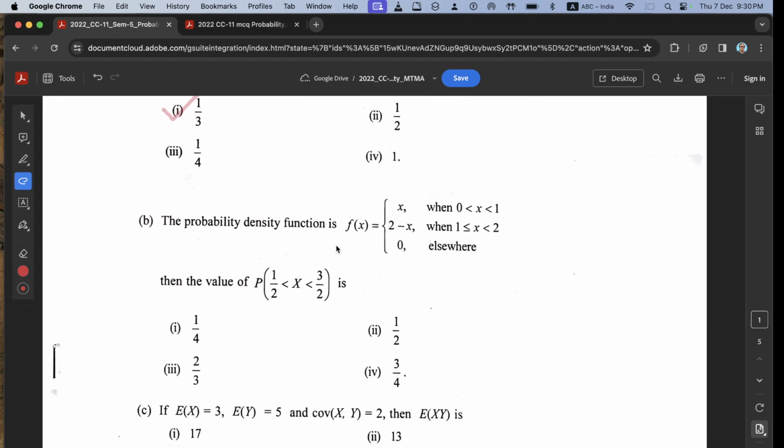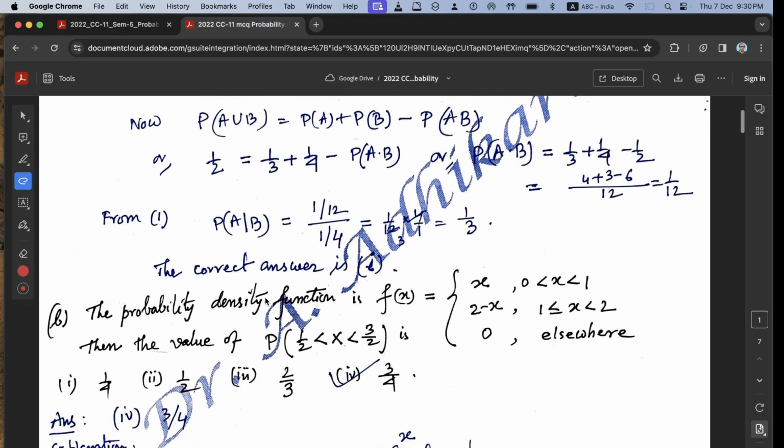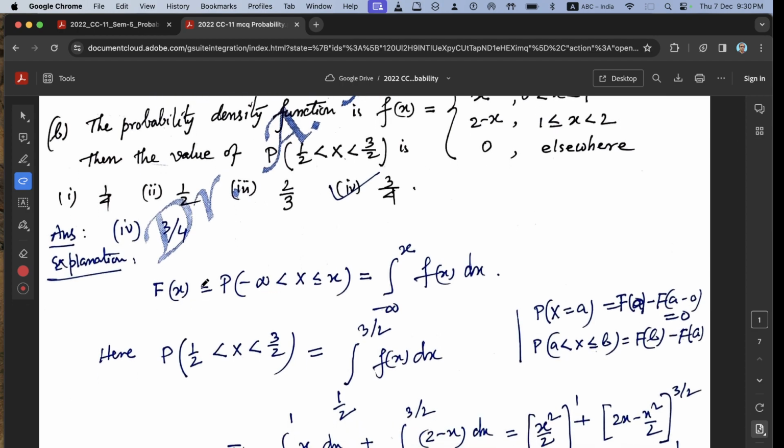Next question 1b. The probability density function f(x) equals x when 0 is less than x less than 1, 2 minus x when 1 is less than or equal to x less than 2, and 0 elsewhere. Then find the value of probability half less than X less than 3 by 2. A distribution function capital F(x) equals probability of minus infinity less than capital X less than or equal to small x. This equals the integration from minus infinity to x of the probability density function f(x) dx.